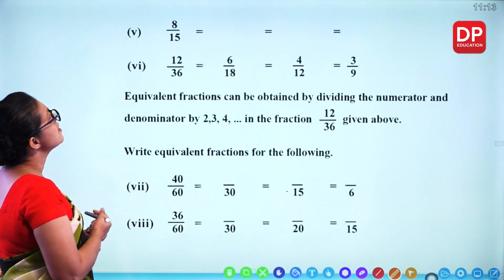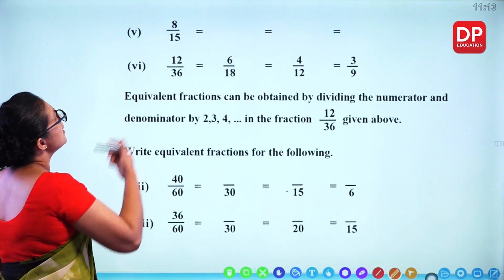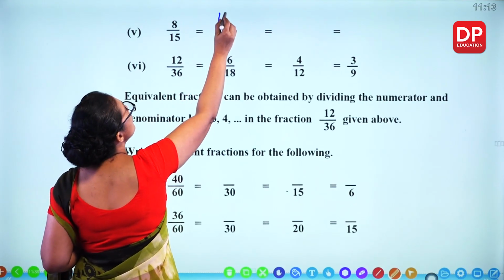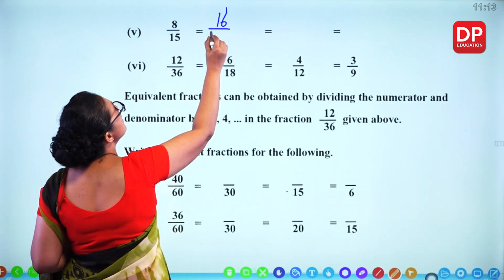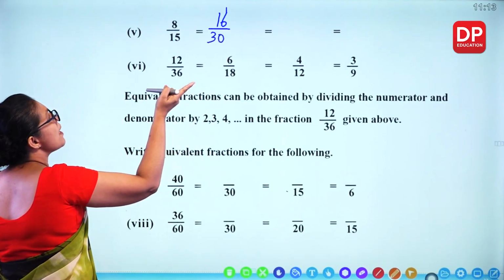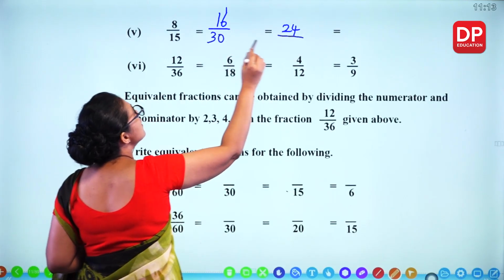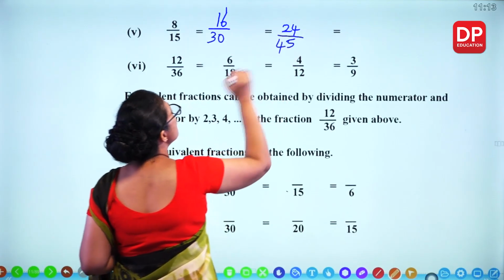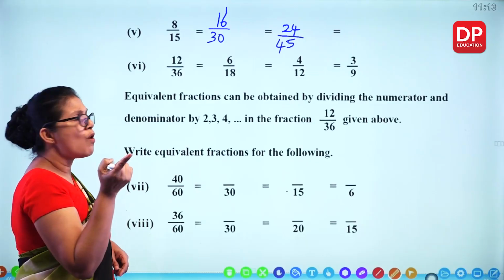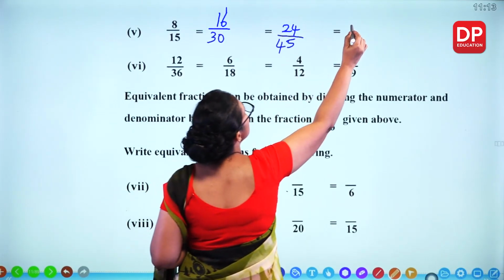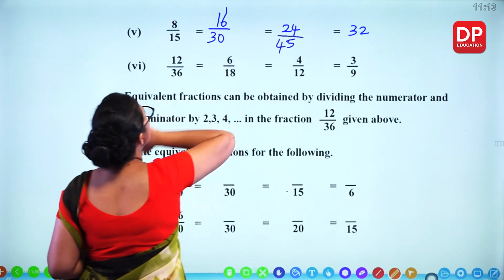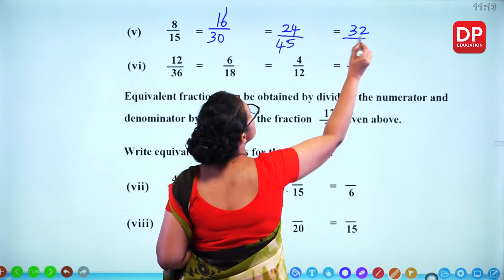Another one, 8 over 15. Multiply by 2, you get 16 over 30. Multiply by 3, 24 over 45. Multiply by 4, 8 times 4, 32. 15 times 4, 60.